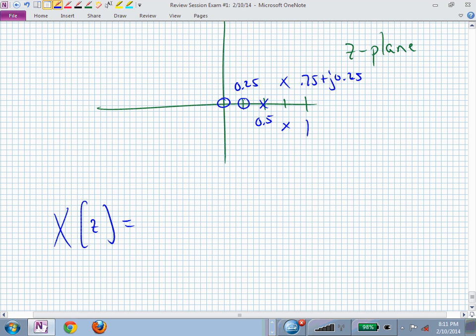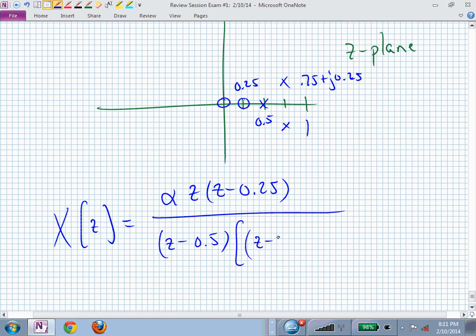I could now say capital X of z is alpha z, z minus 0.25. I have one pole that's real, and then I have a complex pole pair, which I can write as z minus the real part squared plus the imaginary part squared. If you look at the roots of that, that gives you these complex roots. I could give you that, or you could write that down immediately.